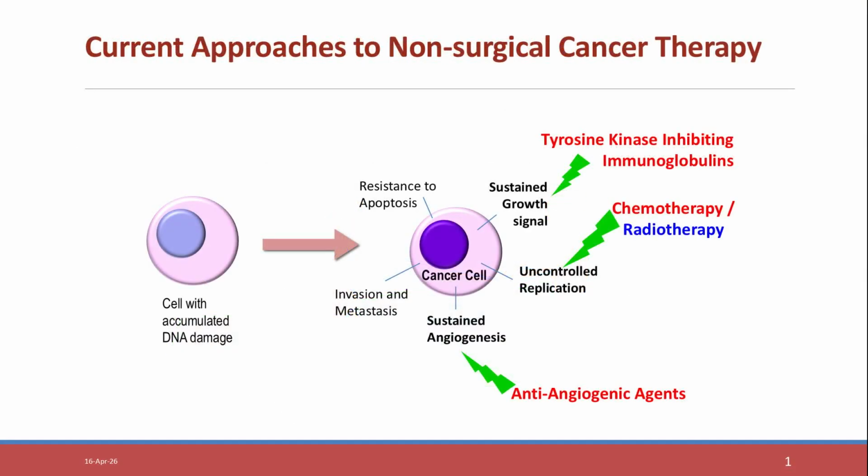This diagram summarizes modern approaches to cancer therapy. Traditional methods such as chemotherapy and radiotherapy target rapidly dividing cells, while newer approaches like anti-angiogenic agents and targeted therapies interrupt specific molecular pathways such as growth signaling and blood vessel formation. This represents a shift toward precision medicine.